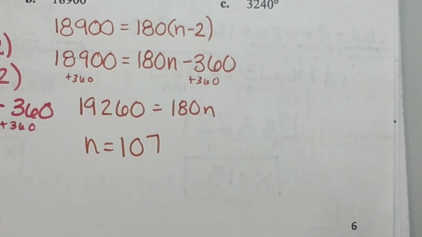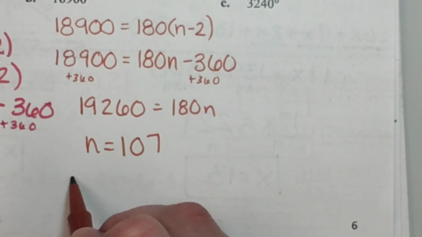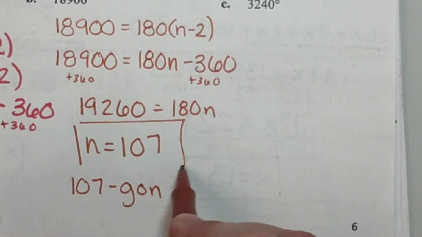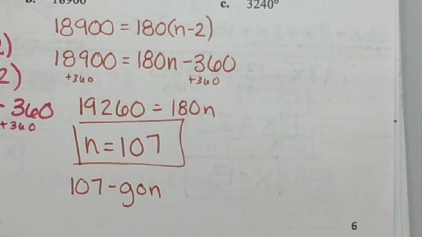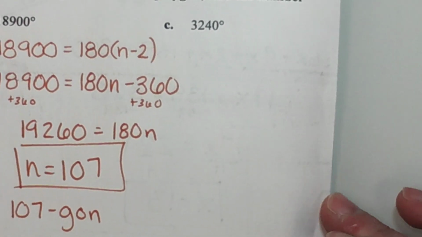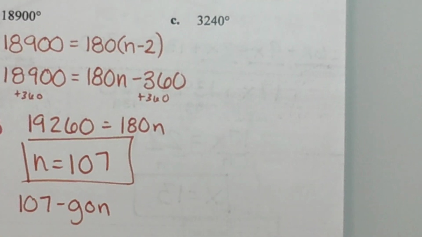If I asked you what the name of this polygon is, what would you tell me? 107-gon. Now the actual answer is n equals 107, but it is a 107-gon.